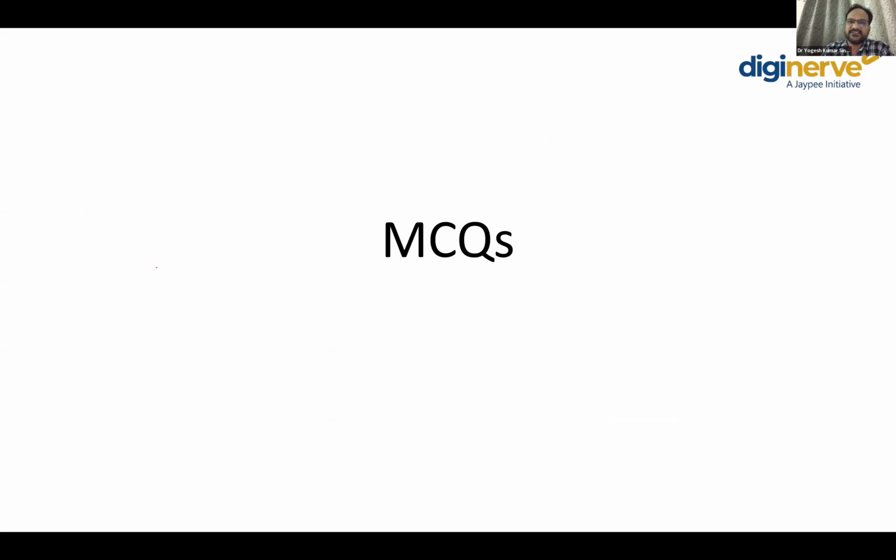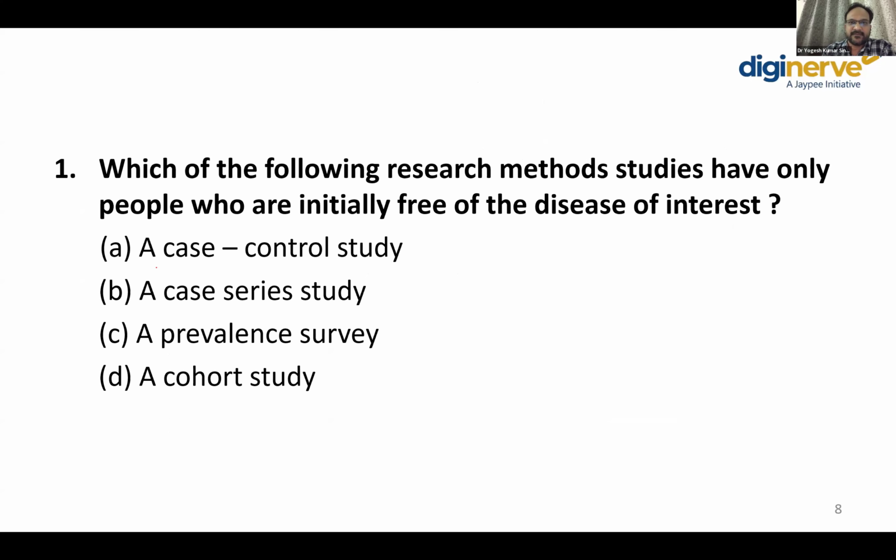Now there are some MCQs from this table, and be a little attentive. Just tell me the answers here. Which of the following research method studies have only people who are initially free of the disease of interest? Disease of interest means the disease that we want to study. Okay, so tell me, post your answers in the chat box, what could be the answer.